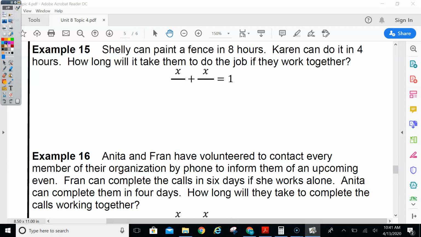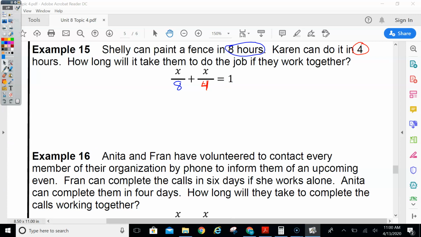So again, for the first person's fraction, they can paint it in 8 hours. So we just set that fraction up as x over 8. And that's the 8 hours here. For the second person's fraction, if they can do it in 4 hours, we set it up as x over 4. Since they're working together, that's why we add them. And they're just doing the one job.